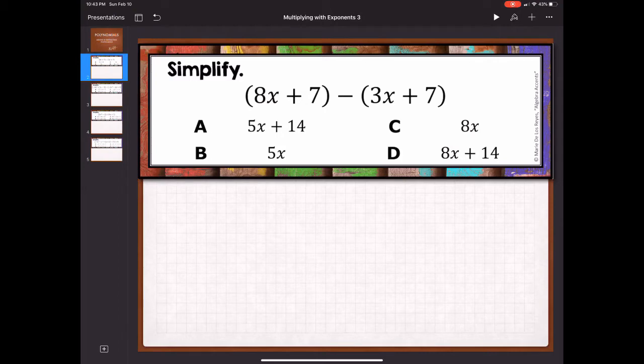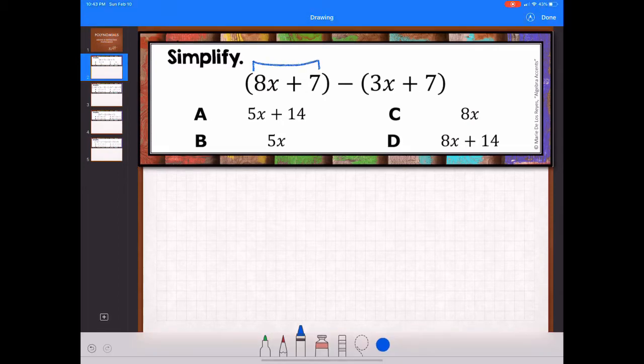This one has two terms, so that's called a binomial. So we're actually adding, in this case, we're subtracting a binomial and another binomial because this also has two terms. And that's just a little bit of terminology for you.